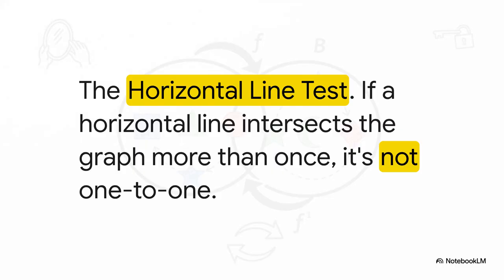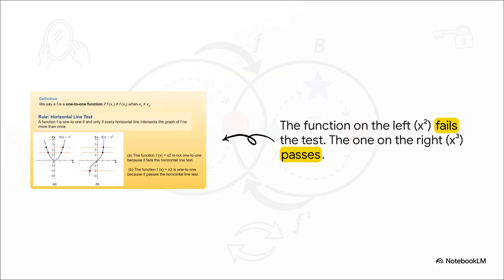Now, you could try to figure this out with a bunch of algebra, but who's got time for that? There's a way better, much faster way to check. It's this awesome visual shortcut called the horizontal line test. Okay, look here. On the left, we've got our classic parabola, x squared. See how if you draw a horizontal line, it can hit the graph in two spots? That's a fail. It means one output, like y equals 4, comes from two different inputs, x equals 2 and x equals -2, not one-to-one.